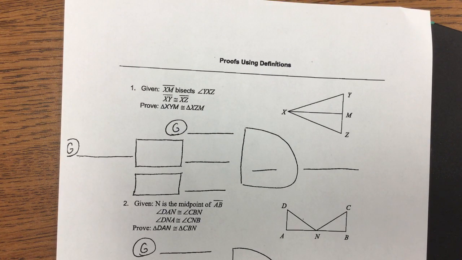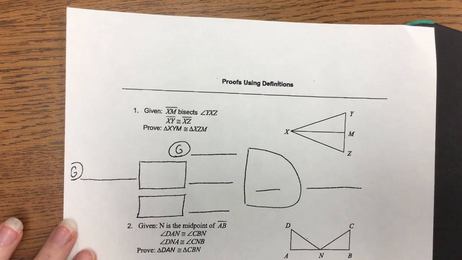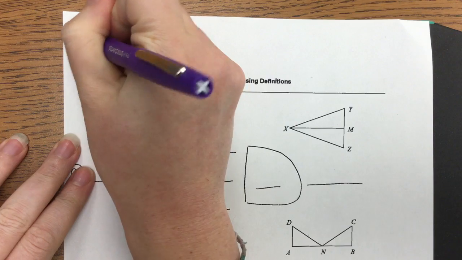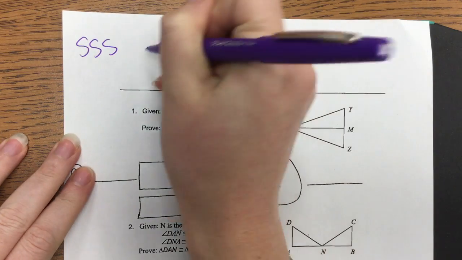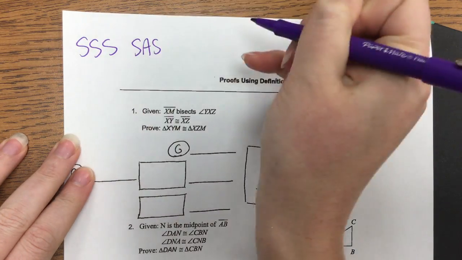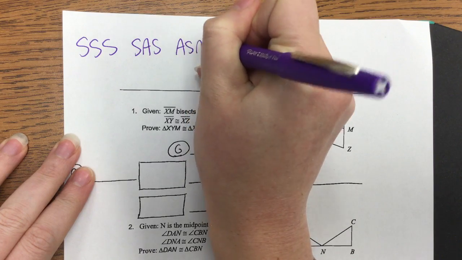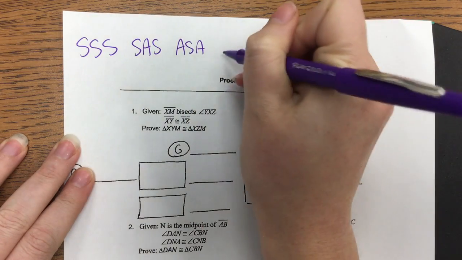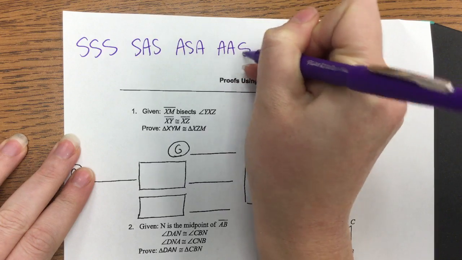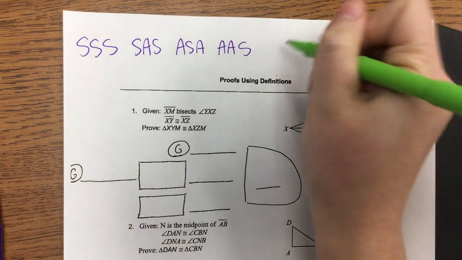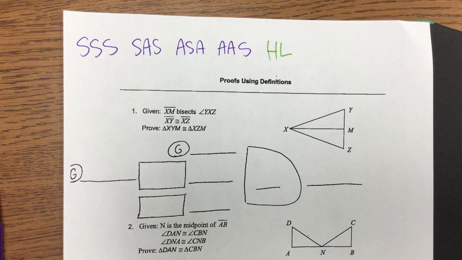All right, so we're going to pick up with some more definitions, and I want to write my patterns at the top just to give you guys a reminder of what we're working with. So we're working with side, side, side; side, angle, side; angle, side, angle; angle, angle, side; and then hypotenuse leg is the special case. All right, let's see what we got.